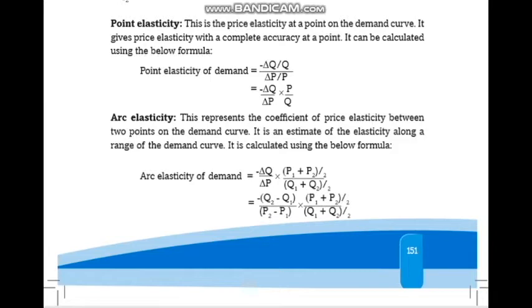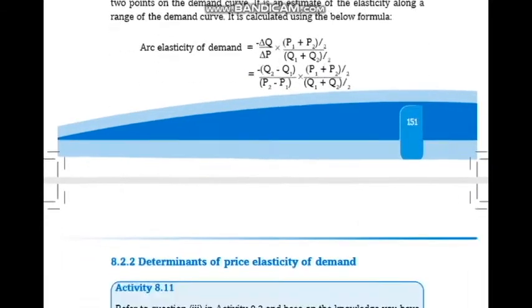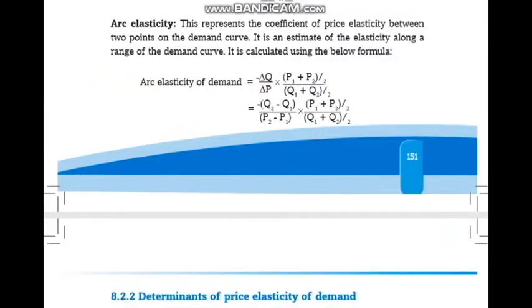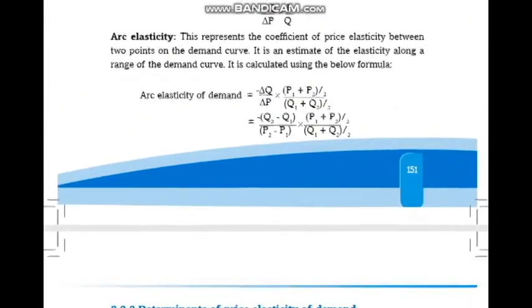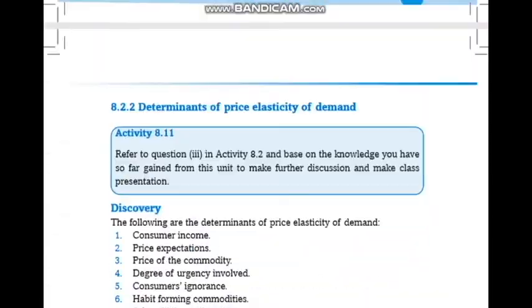That's why arc elasticity of demand is equal to minus change in quantity over P2 minus P1, times P1 plus P2 over 2, over Q1 plus Q2 over 2. That's the formula of arc elasticity of demand. You must know those formulas because they are needed when you are going to solve the equations.